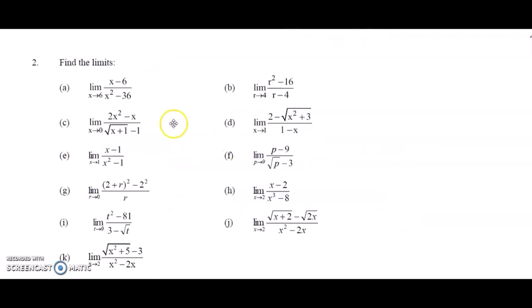I have an example for question 2. So let's look at question a. For question 2a, we're going to use substitution first. Substitute the 6 in. You have a 0 on top because 6 minus 6 is 0. And then 6 squared will be 36. 36 minus 36 will be 0.